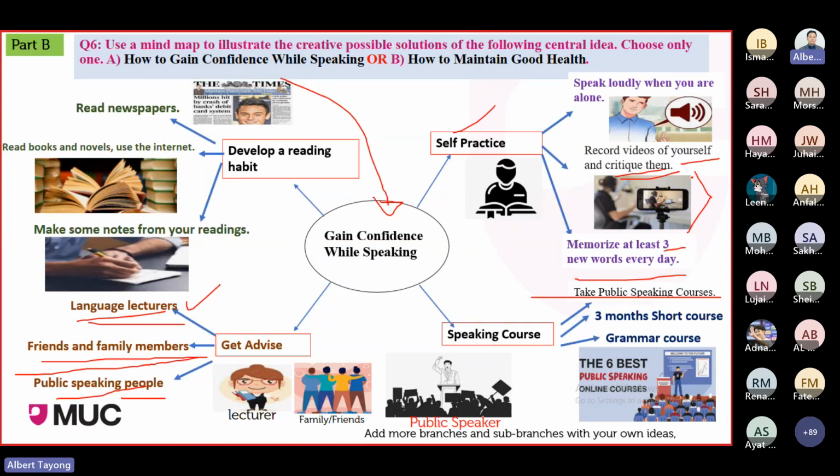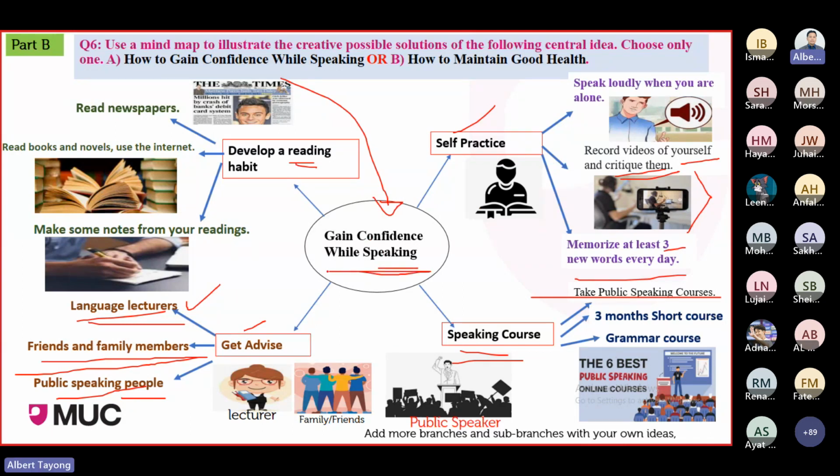So this is just an example of a creative mind mapping where we are talking about gaining confidence while speaking. So the main branches here are self-practice, reading, getting advice, and speaking courses. And there are many more, of course, ways of trying to gain confidence while speaking.